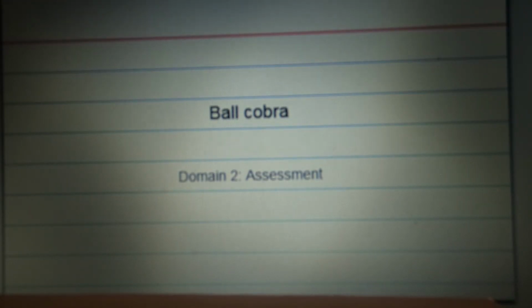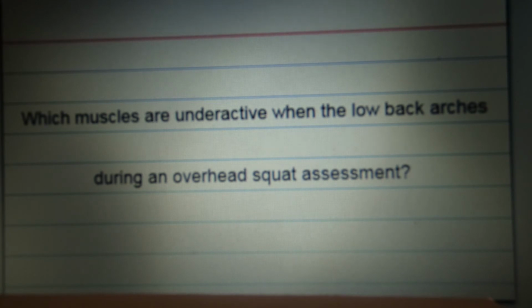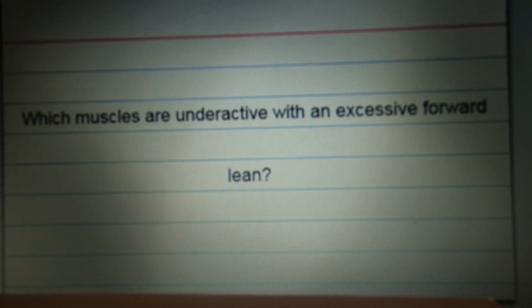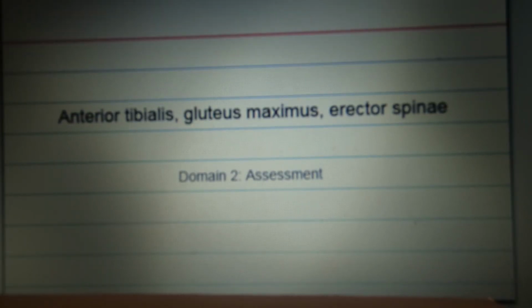What is a recommended strengthening exercise for shoulders elevated in a pushing assessment? Ball cobra. Which muscles are underactive when the low back arches during the overhead squat assessment? Gluteus maximus, hamstrings, intrinsic core stabilizers. Which muscles are underactive with an excessive lean forward? Anterior tibialis, gluteus maximus, erector spinae.